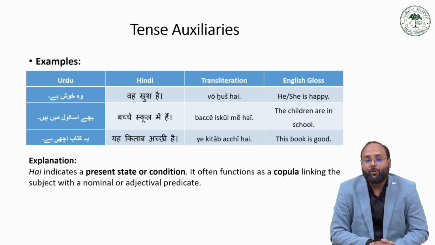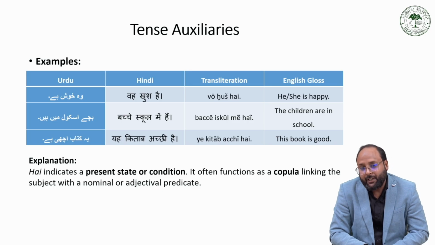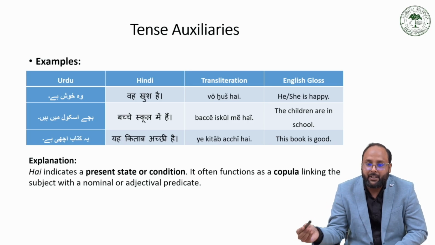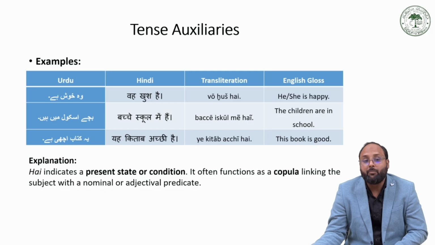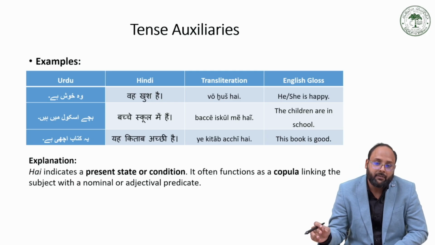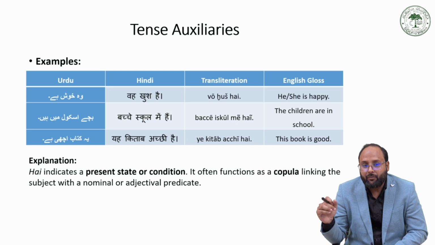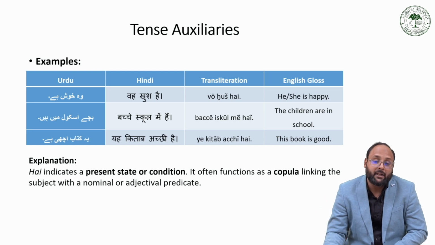So we have examples: वो खुश है, बच्चे स्कूल में हैं and ये किताब अच्छी है. So है indicates the present state or condition. It often functions as a copula linking the subject with a nominal or adjectival predicate. Like वो खुश है, so खुश है becomes the adjectival predicate. बच्चे स्कूल में हैं. ये किताब अच्छी है. So that is the function of the auxiliary. Sometimes it occurs independently, and sometimes it occurs with another adjective or noun to function as a nominal or predicative adjective.